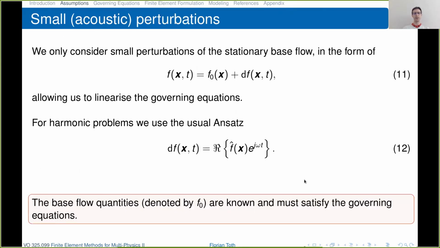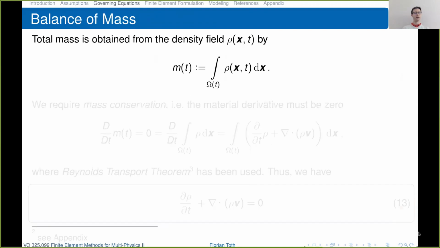Just note that the base flow quantities are known, and they of course also must satisfy the governing equations, otherwise our linearization cannot be valid. So let's go into the governing equations, which are the conservation equations now.